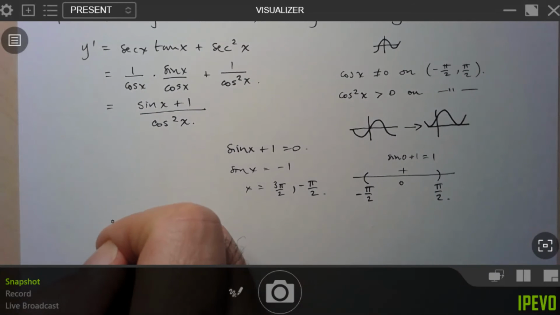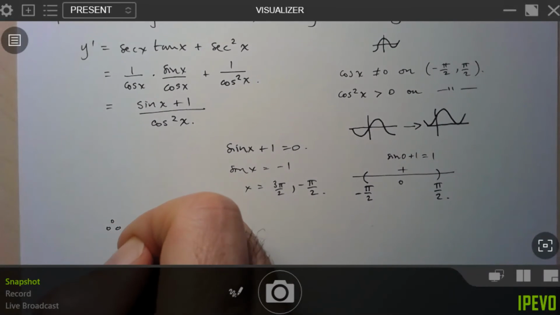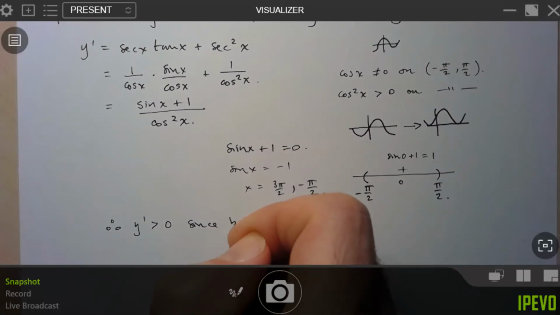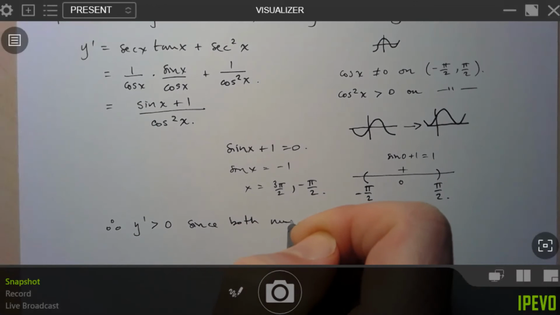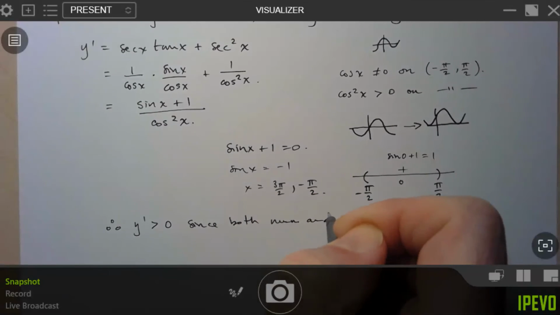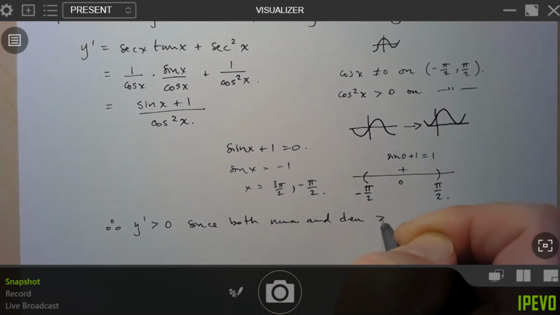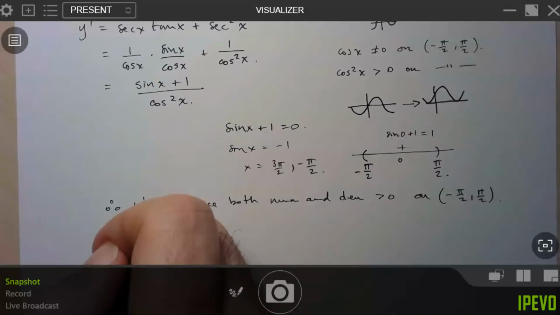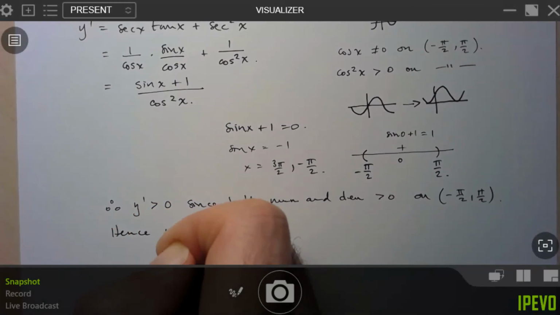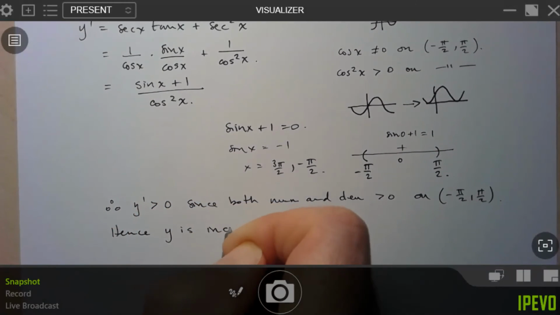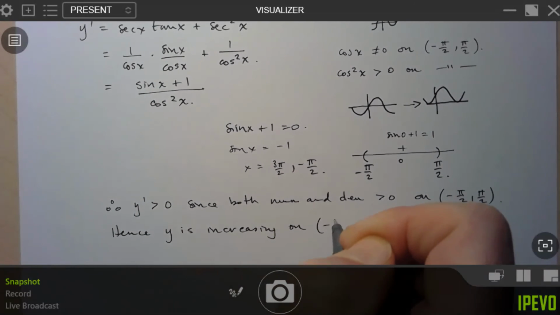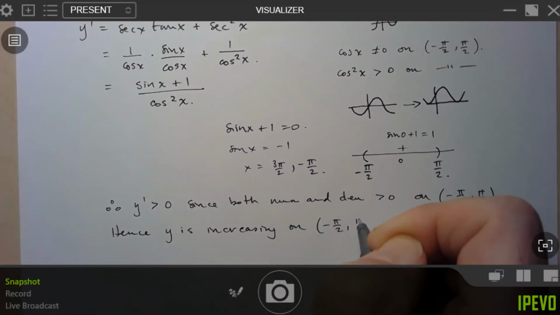Okay, therefore, y prime is greater than 0 since both numerator and denominator are greater than 0 on negative pi over 2 to pi over 2. Okay, hence y is increasing on negative pi over 2 to pi over 2.